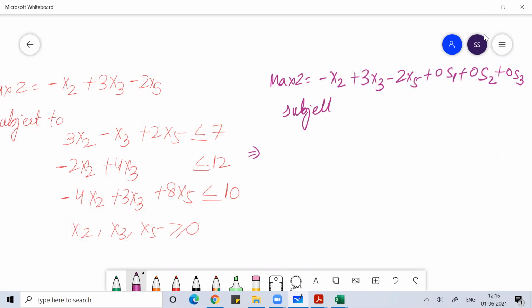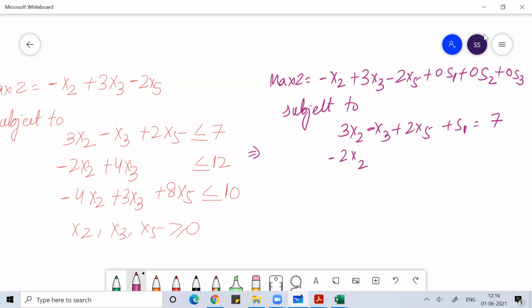So in constraints you will write 3x2 minus x3 plus 2x5 plus s1 equal to 7. So I'm changing the inequality sign of the constraint into equality. If you have gone through all my videos on simplex method, you know these steps already. These things I'm repeating again and again. You can go beyond my speed, solve it and cross verify what you are doing. You can pause anytime whenever you want.